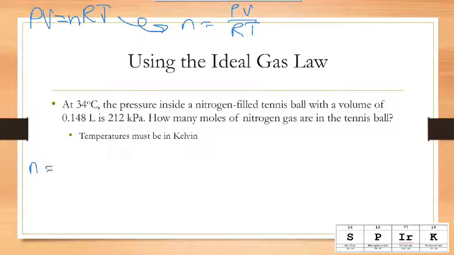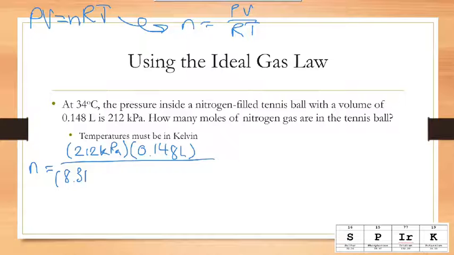So we have N equals, our P value is 212 kilopascals times 0.148 liters over our gas constant, which is 8.31 liters times kilopascal per mole Kelvin, times, and now our temperature of 34 degrees Celsius needs to be in Kelvin. So remember, to go from Celsius to Kelvin, we add 273.15. So our temperature here is 307.15 Kelvin.